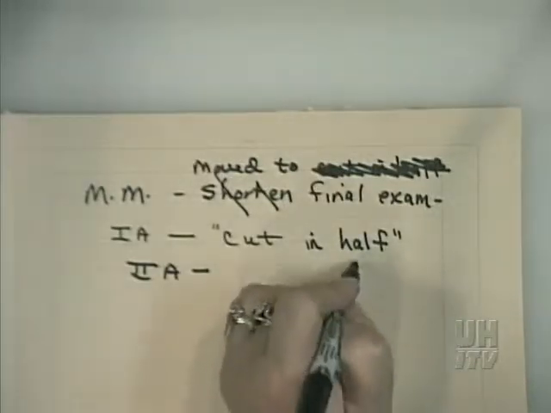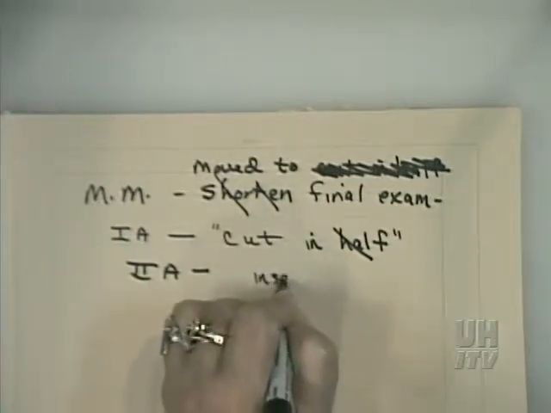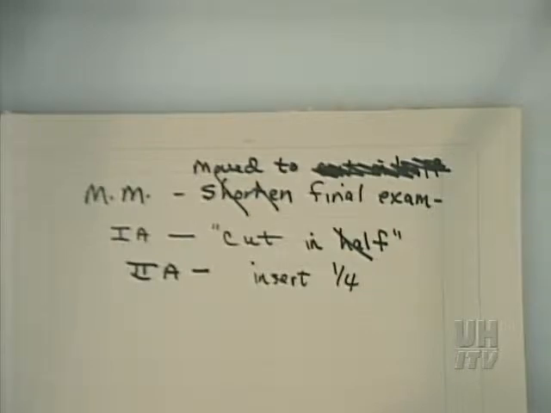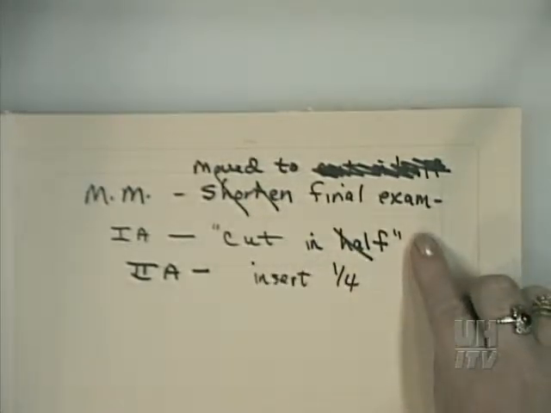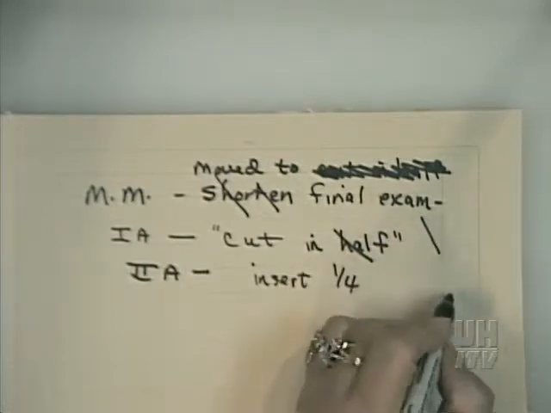Okay. Maybe further shorten it? Okay, you could say delete half and insert 1/4. Okay, now to get to just do the first four questions, you would need a different motion, and you'd have to get these things off the floor. So in that case, we might vote on this one, and if it failed, vote on that one, and if it failed, then we'd be back up to shorten the final exam. It would then be amendable, and that time you might say by doing only questions 1 through 4.